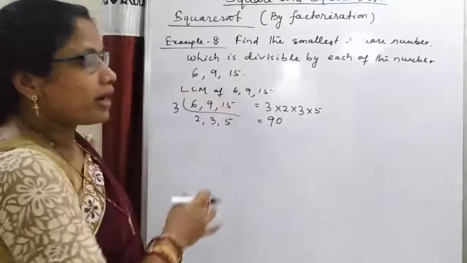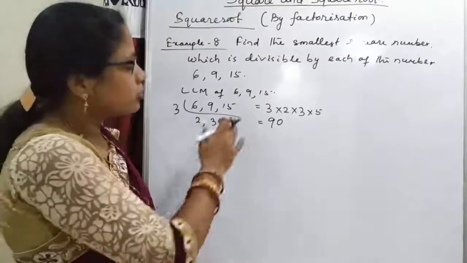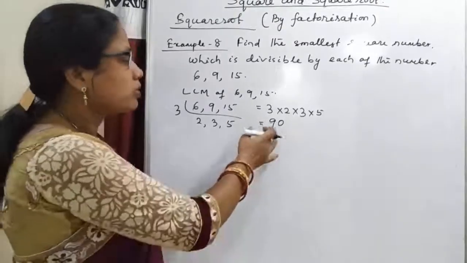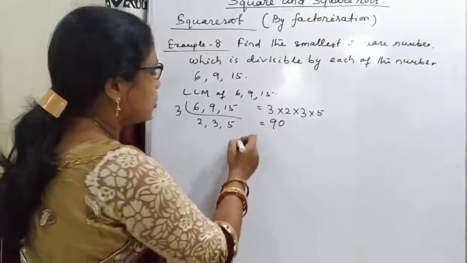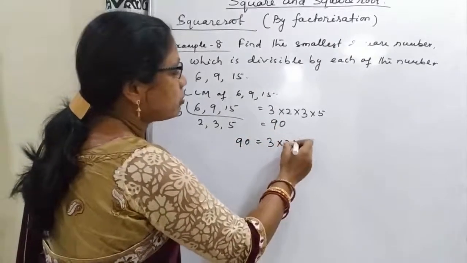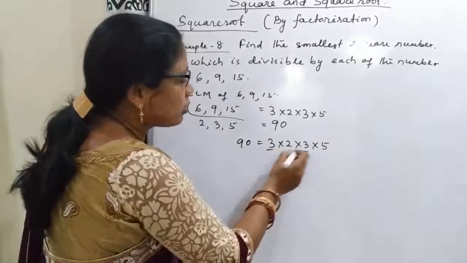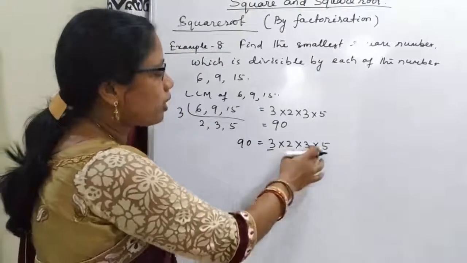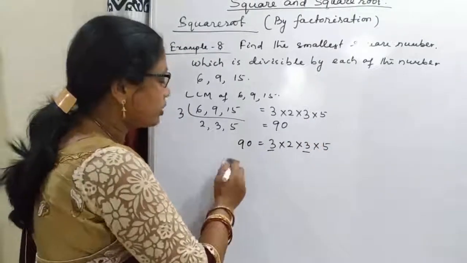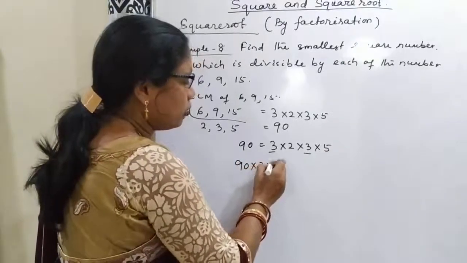But we have to find the square number. So 90 is not a perfect square. So we have to find another square number which is divisible by 90. So 90 can be factorized as 3 multiplied with 2 multiplied with 3 multiplied with 5. So here 3 is paired, but 2 and 5 are not paired. So to make them pair, we have to multiply 90 by another 2 and 5.